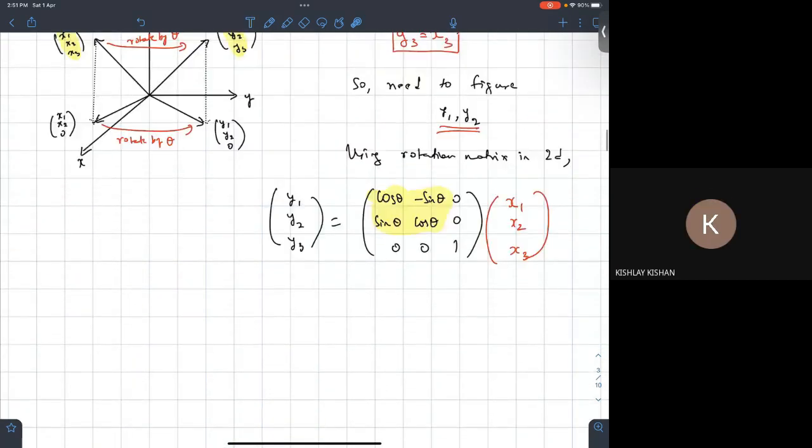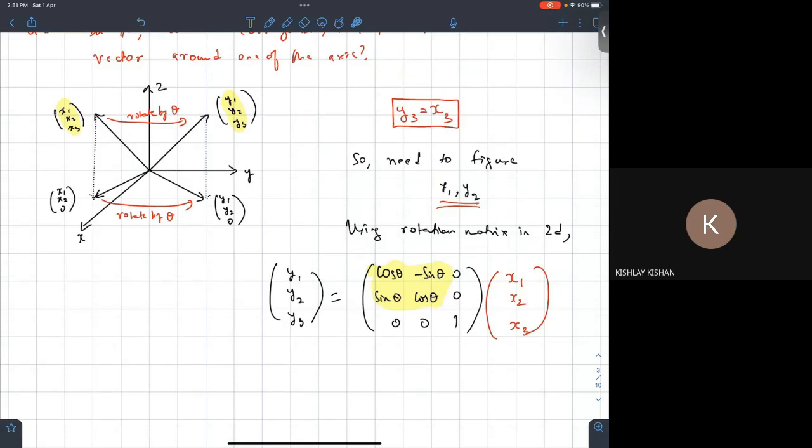But this is one special case, no? It is not a generalized case. Yeah, this is one special case. I think you can write down these matrices for rotation around the y-axis and rotation around the x-axis also.